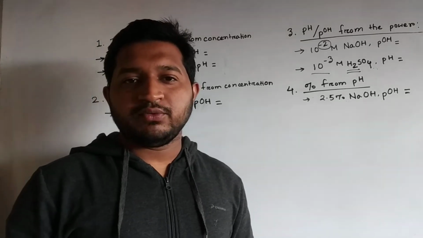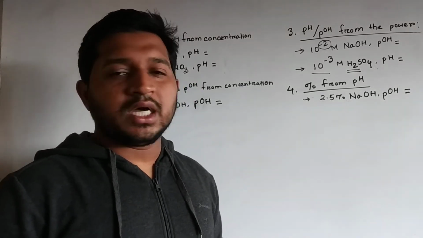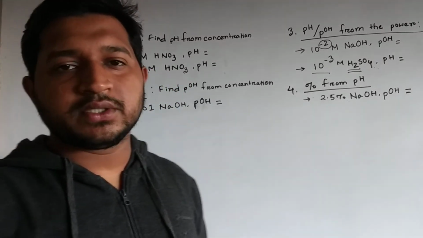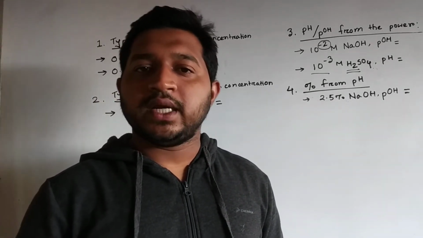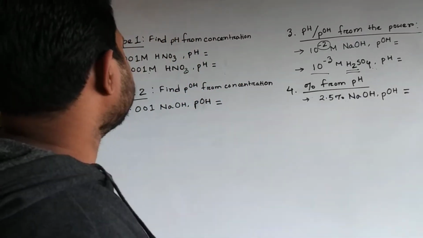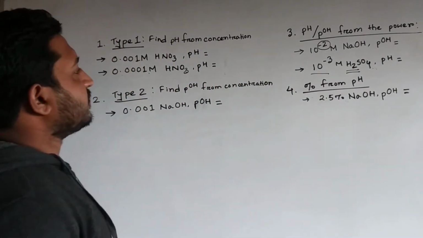Hello guys, today I will discuss how you can find pH or pOH in a very easy way. So let's see some types. The first one is finding pH from the concentration.